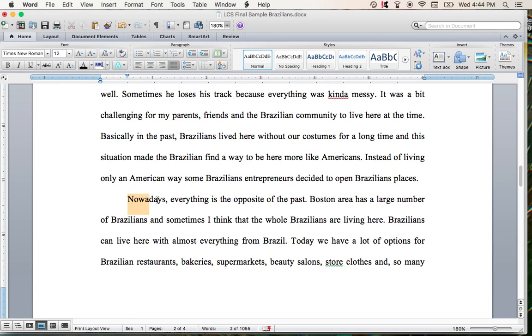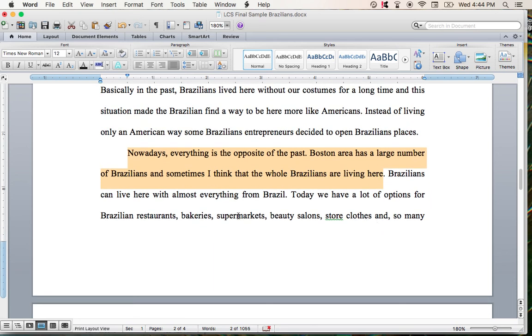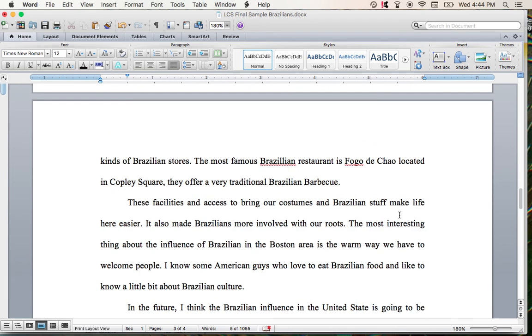And then we have a paragraph about the present. Nowadays, everything is the opposite of the past. The Boston area has a large number of Brazilians, and sometimes I think that all Brazilians are living here. And she gives examples of all the different Brazilian businesses that there are in the area, famous Brazilian restaurant in Copley Square, and so on. And then in her next paragraph, she explains the importance. This access to bring our outfits and Brazilian stuff make life here easier. It also made Brazilians more involved with our roots.